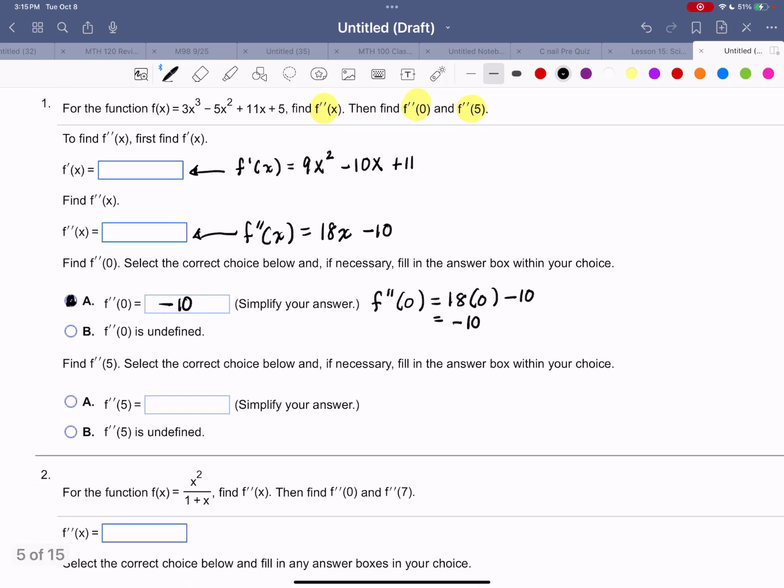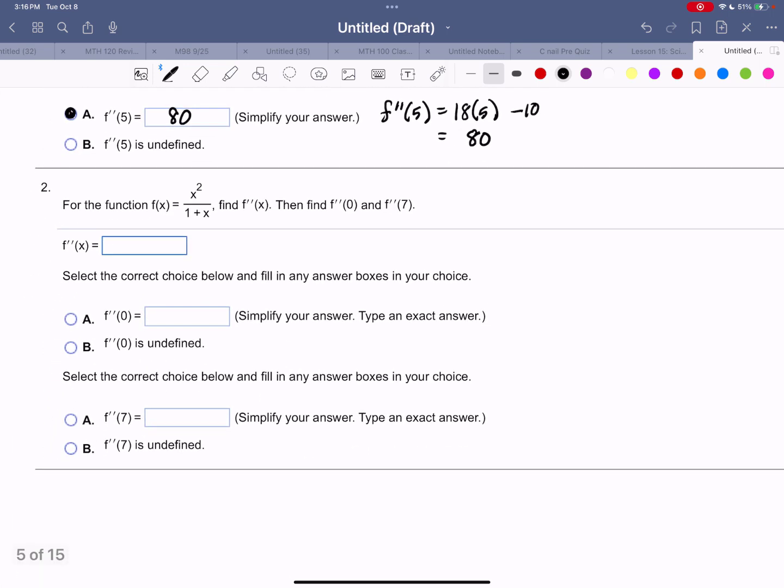Now, the second derivative at 5, we just substitute in 5 into the expression. 18 times 5 minus 10. I believe that's going to be 90 minus 10. So 18 times 5, 90 minus 10 is 80. So nothing really new except for the fact that we're going ahead and taking the derivative a second time. So take the derivative of the derivative, and that's your second derivative.